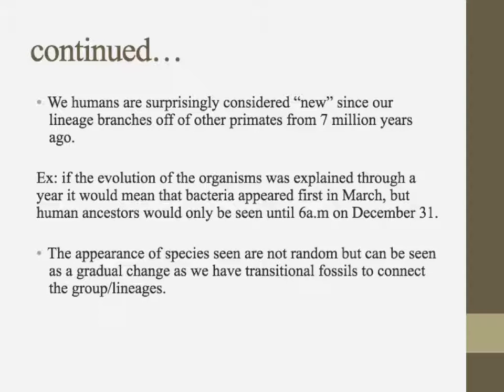We have an example of that. If the evolution of the organisms was explained through a year, it would mean that bacteria appeared first in March. That would be considered the first living thing. But us, the human ancestors, would only be seen at 6 a.m. on December 31st. The appearance of species seen is not random, but can be seen as a gradual change, as we have transitional fossils to connect the groups.